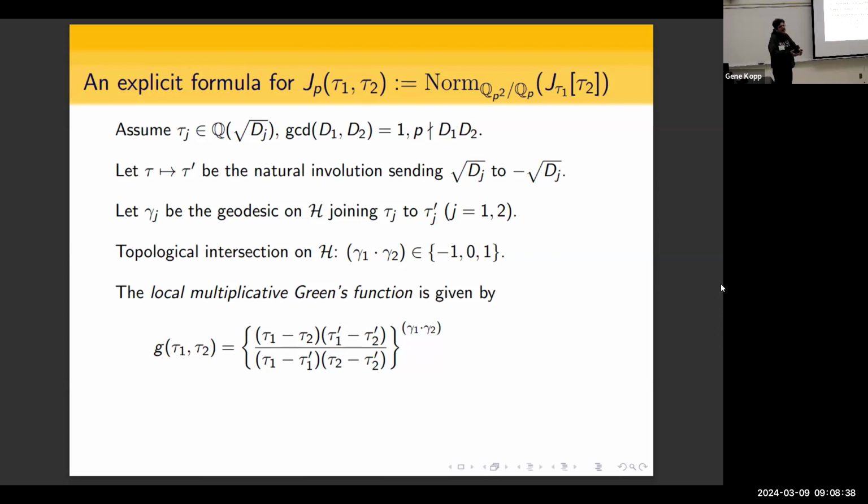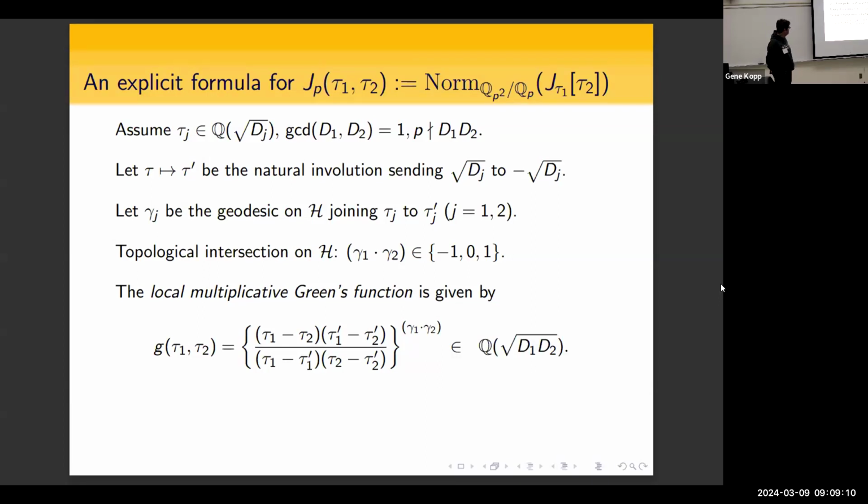And we can embed this in the p-adics by choosing the... So that, and you'll also observe that it's a cross ratio involving these four numbers, tau1, tau2, and their conjugates. But we raise it to the power of gamma1 dot gamma2, this topological intersection of the corresponding geodesics on H. And this number is either 0, 1, or -1. So if it's 0, it means that this quantity is just going to be equal to 1. So in an infinite product involving them, we're going to be suppressing those terms.